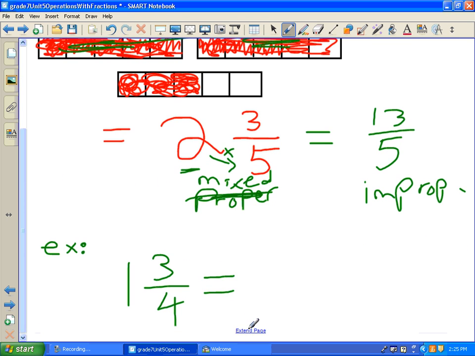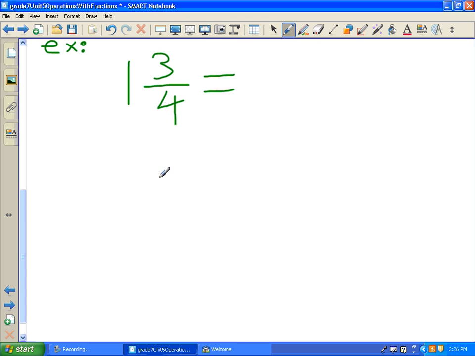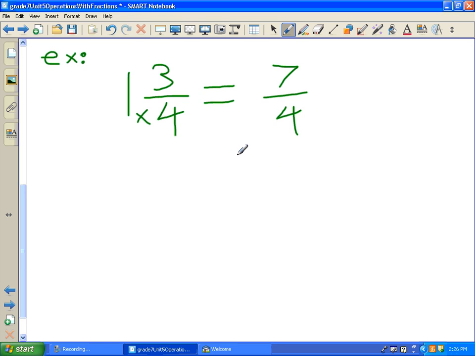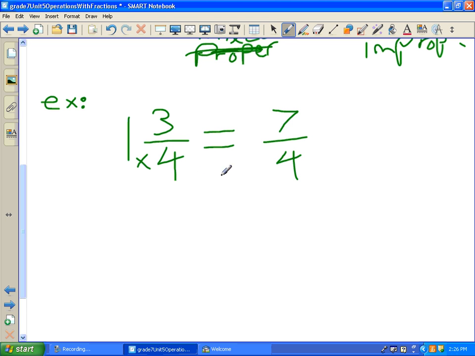So let's take this one here on the bottom again. All you got to do is multiply 1 times 4 and then add 3 more. So 1 times 4 is 4, plus 3 more is 7. And remember, it's out of fourths. So it's pretty easy to change from a mixed number to an improper fraction.